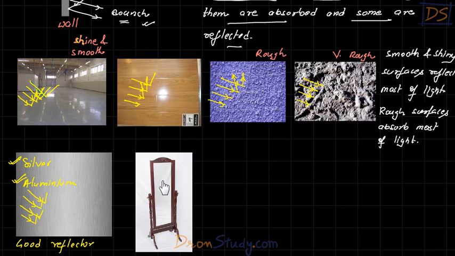Now students, another very good example of a very good reflector of light is the mirror which we use in our day-to-day life. So if light rays hit this mirror, then most of these light rays will be reflected. We can in fact assume that all the light rays will be reflected. All these light rays are being reflected.